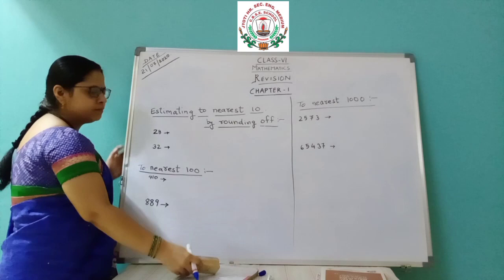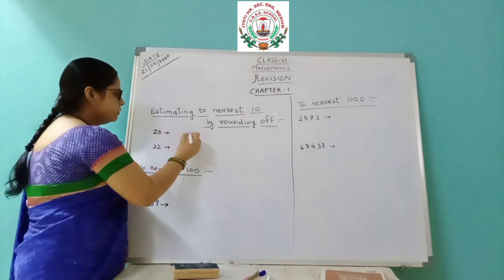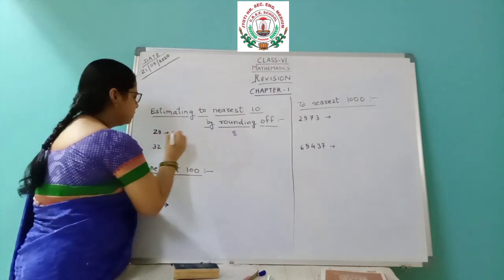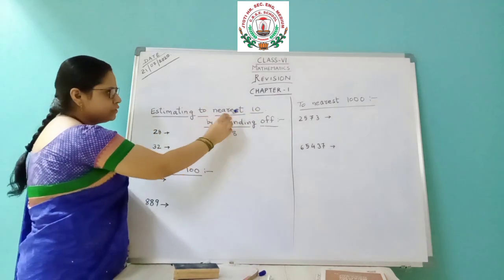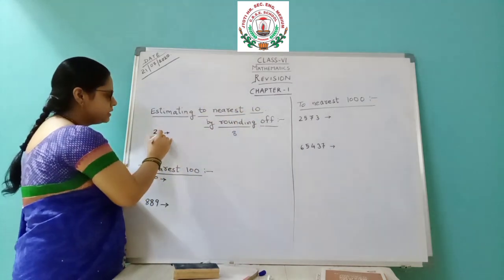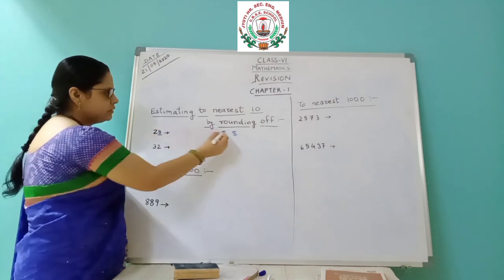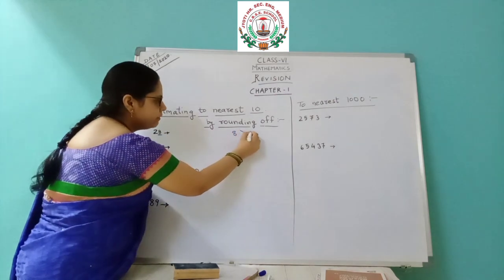Half of 10 is 5, that everyone knows. Now, here you have to check 8, because 8 is the units digit. Only the last digit you have to check. So the last digit, 8, you are going to check. This 8 is greater than 5.